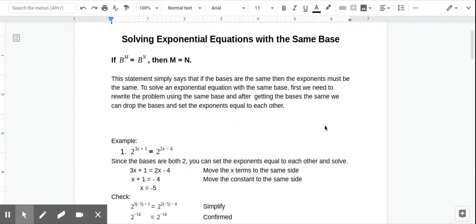In this lesson, we're going to continue on with how to solve exponential equations with the same base. So if you recall from the last lesson, we said as long as those bases are the same, we can set the exponents equal to each other and solve.